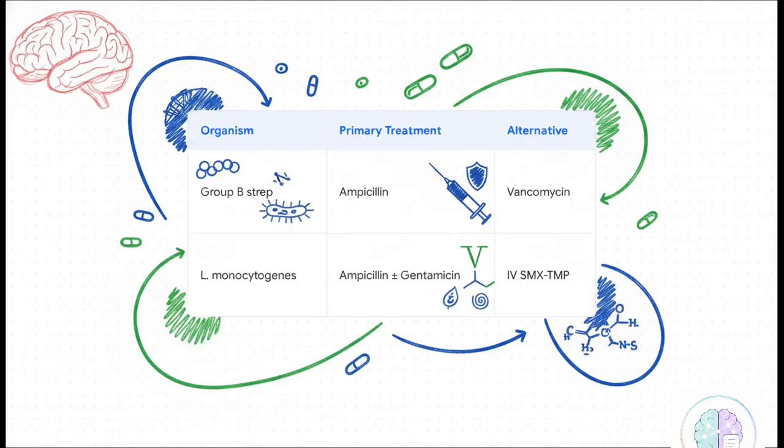Ampicillin remains an absolute workhorse for our next 2 pathogens. For group B strep, ampicillin is primary, with vancomycin as the backup. For Listeria monocytogenes, ampicillin is still primary, but note the potential addition of IV gentamicin. If a patient just cannot tolerate that regimen, IV sulfamethoxazole-trimethoprim serves as an excellent alternative.